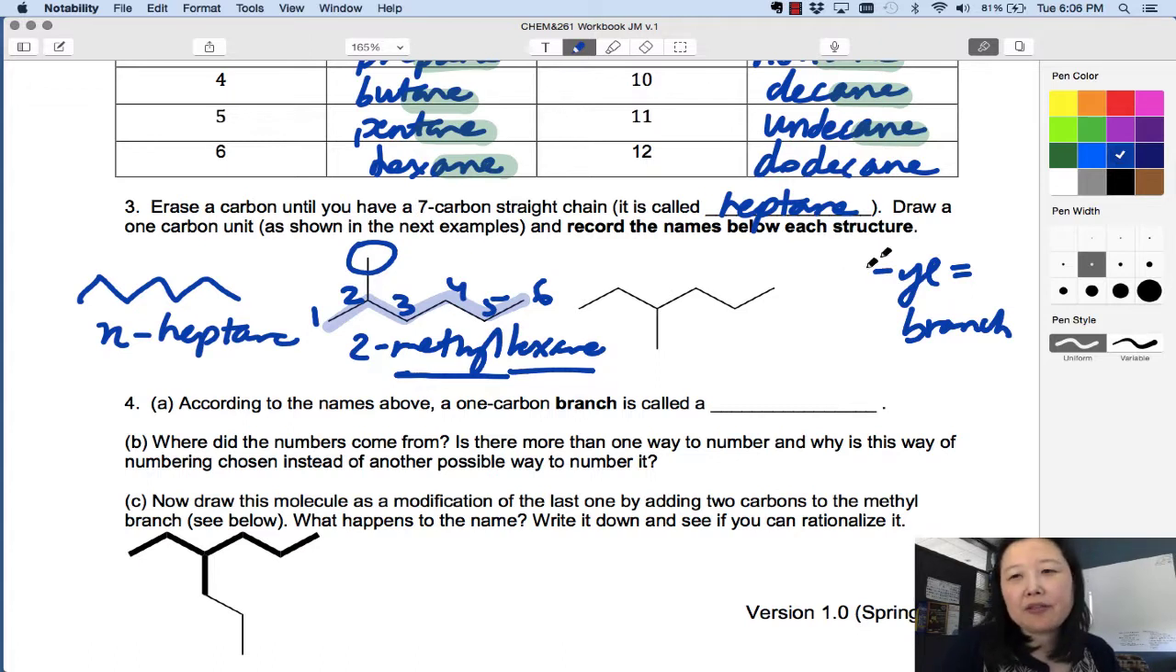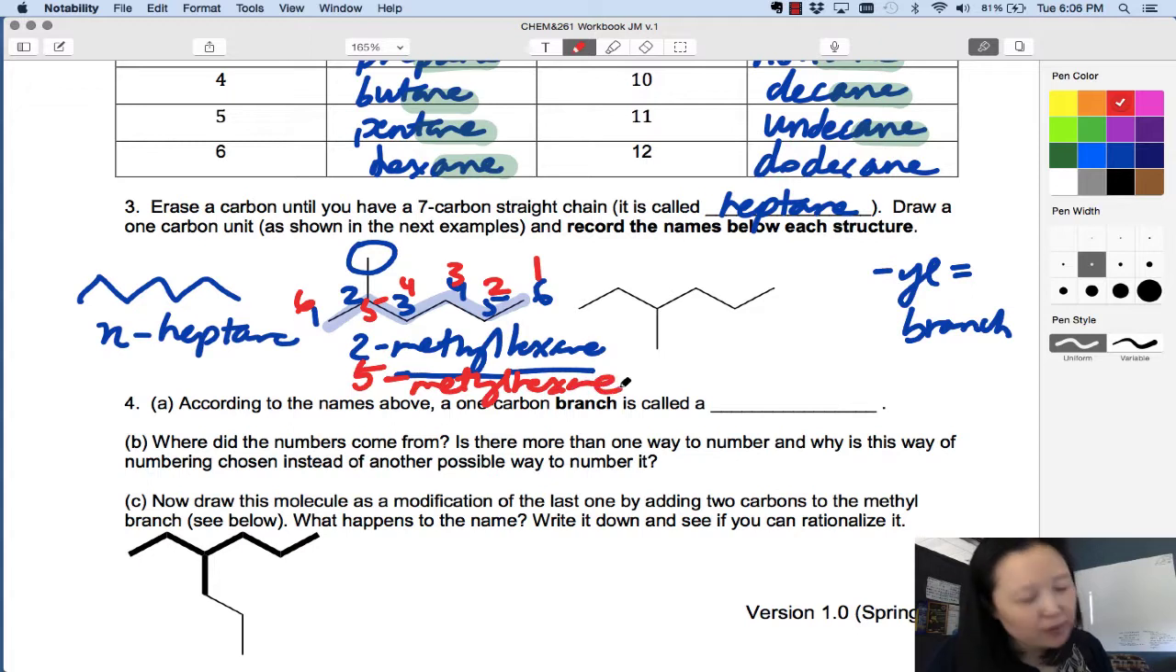Now here's something to think about. We could have started here on the end and done 1, 2, 3, 4, 5, 6. Then this would have been 5-methylhexane. But the reason why we didn't do that is because there's a preference to keep the branches at the lowest possible number. 2 is smaller than 5. So we're not going to number it that way. So we're going to stick with the numbering in blue.